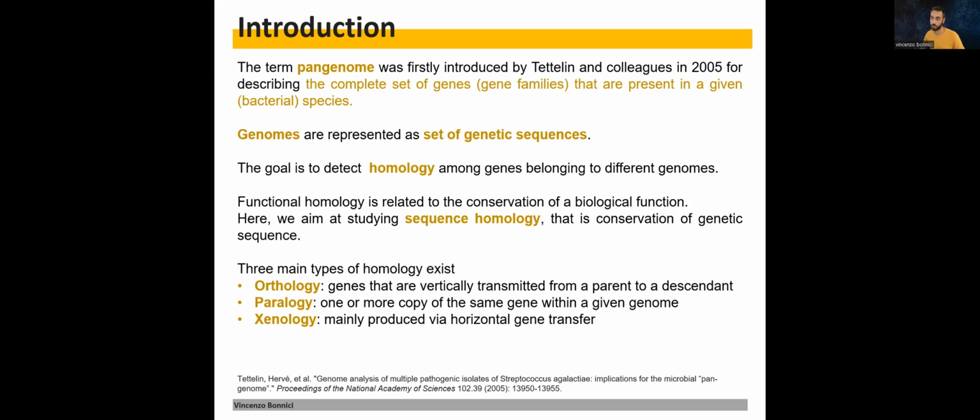Functional homology usually relates to the conservation of a biological function, but here we are interested in sequence homology, that is the conservation of the genetic sequences. In this context, there are 3 types of homology: orthology, genes that are vertically transmitted from a parent to a descendant; paralogy, which is one or more copies of the same gene within the same genome; and xenology, a gene that has been mainly produced via horizontal gene transfer.